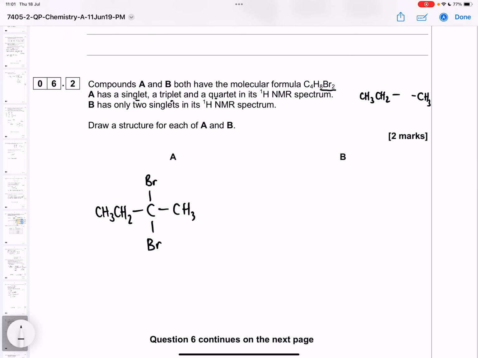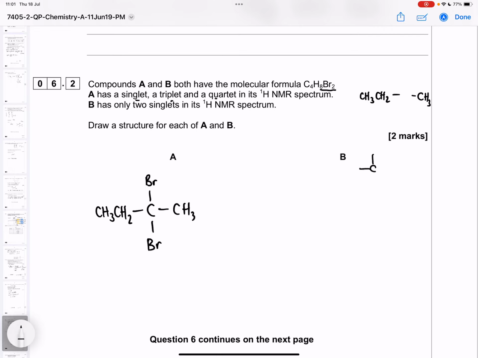So you kind of have to play around a bit. So we've got 4 Cs. If they were in a straight line, and we tried to put our Brs on, we wouldn't end up with singlets, because you would end up with 3 Hs. If you put your Brs on the end, you would end up with splitting, not singlets, so we can't have that because we can't have adjacent hydrogens.